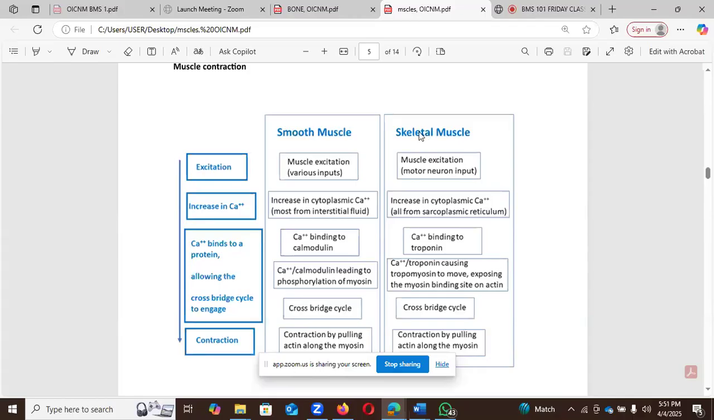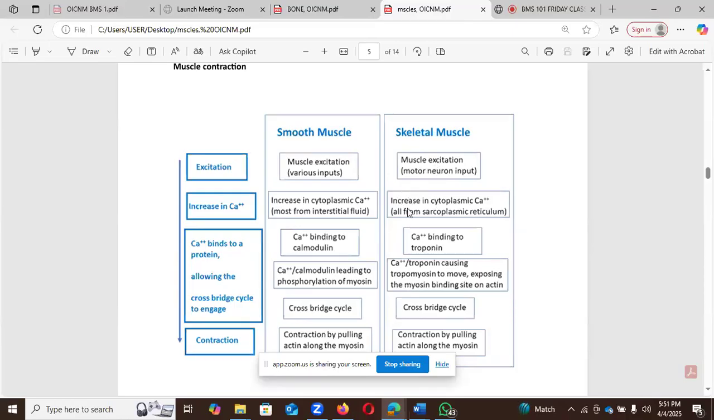It is different from skeletal muscle and cardiac muscle contraction. So let's look at how skeletal muscle gets contraction. It also starts from excitation-contraction coupling. So what excites skeletal muscle? Motor neuron input. For example, you see a lion, you see a snake, you touch an electric wire. All these things will excite your skeletal muscle.